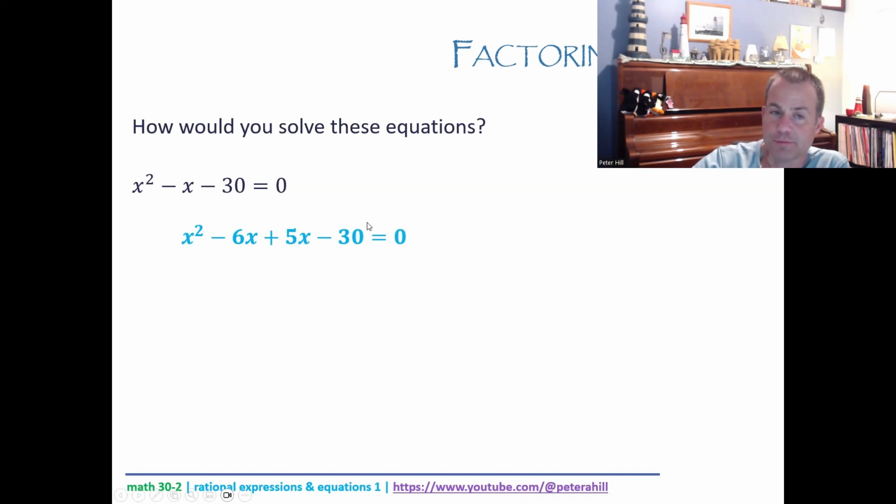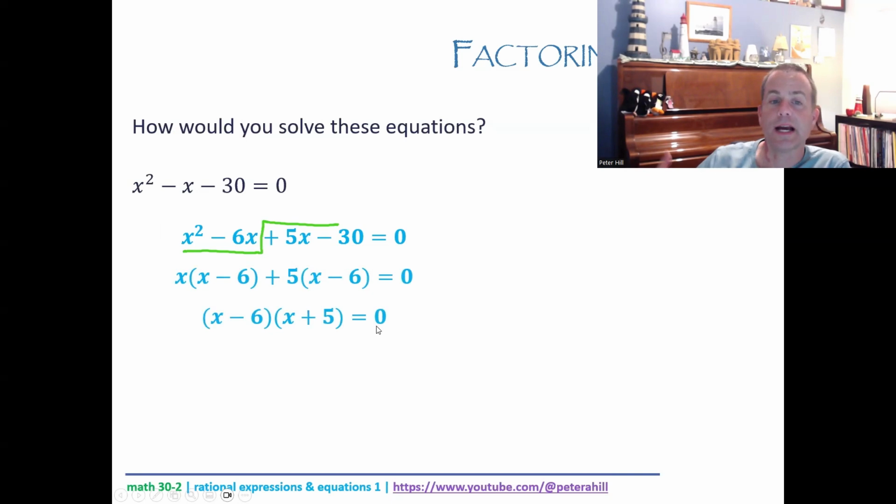I'm going to factor the front two, factor the back two, just like I was doing previously. The only difference right now is we've added to our statement that this equals 0 at the end. But I'm still going to factor the front two, factor the back two. I can take out an x and be left with x minus 6. I can take out a 5 and be left with x minus 6.